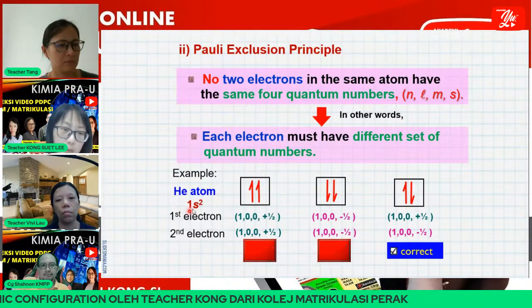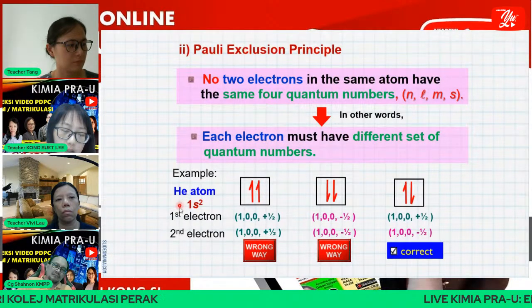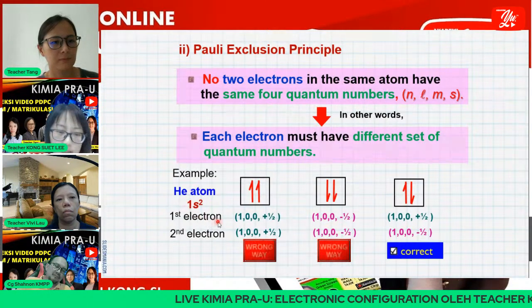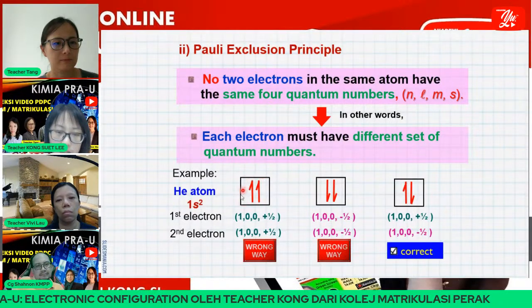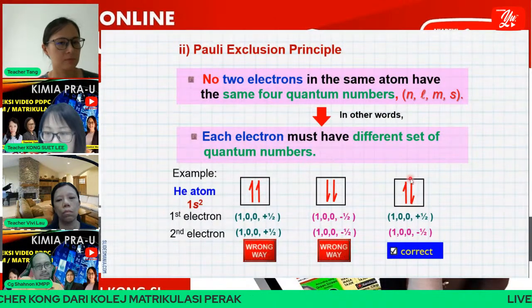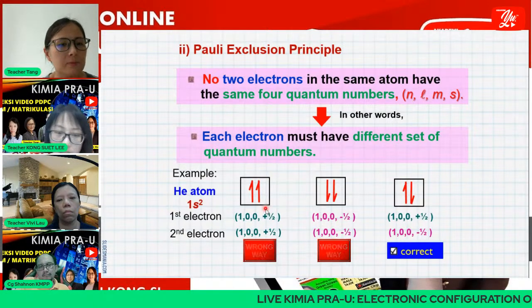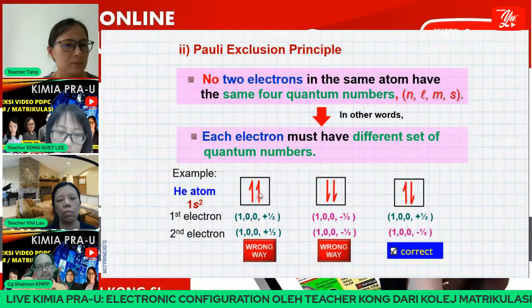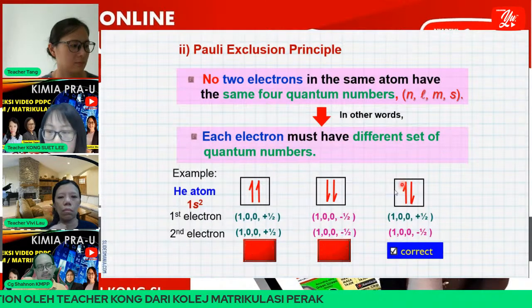So for example, we check the helium atom. Helium has proton number 2, so it has 2 electrons. So we straight away fill in 1s2. For the first electron, we check among these 3. The first one, 2 electrons with the same spin, this one upwards, this one downwards, and then this one with opposite spin. By right, the 1s2 is supposed to be like this. This is the correct answer. It is impossible for both electrons to have the same spin. Both positive or both negative is impossible. So this is what the Pauli exclusion principle states.